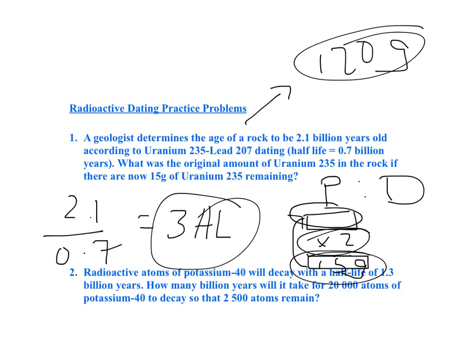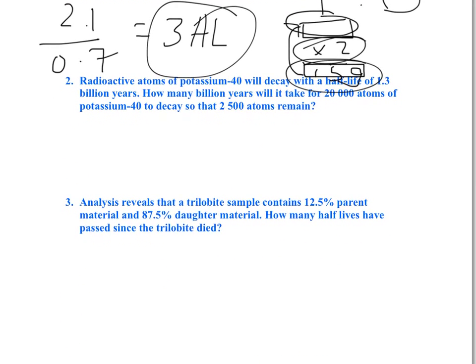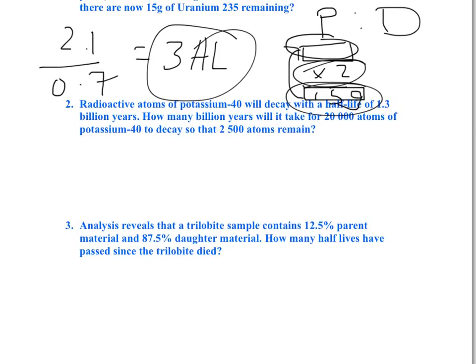in the beginning. Moving on to the second problem, it says radioactive atoms of potassium-40 will decay with a half-life of 1.31 billion. How many billion years will it take for 20,000 atoms to decay so that there's 2,500 atoms left? So if we were to have a parent-to-daughter ratio, they're basically saying that we have 20,000 atoms of parent, and now we only have 2,500 atoms. So what we're going to do is see how many times we need to divide by 2 so that 20,000 becomes 2,500.